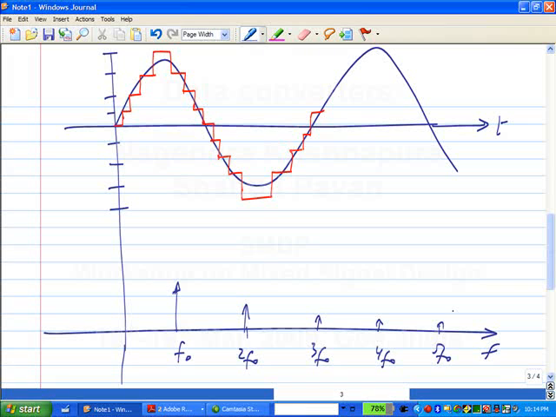Let's recall the story. We sampled and then quantized. Now for the sake of analysis, I said it is easier to quantize and then sample. So now I have completed half the step. What will happen if I sample this?